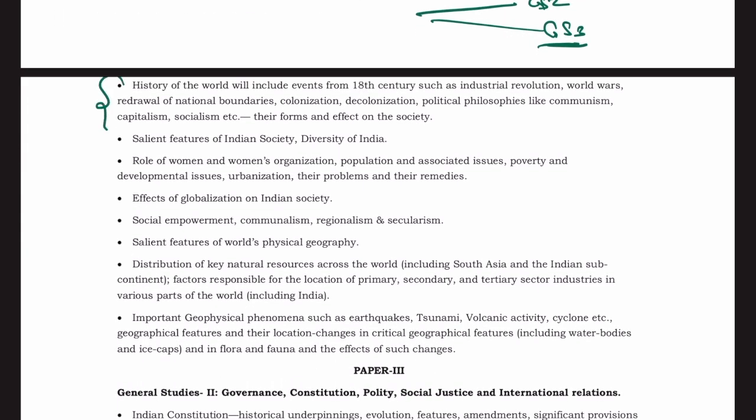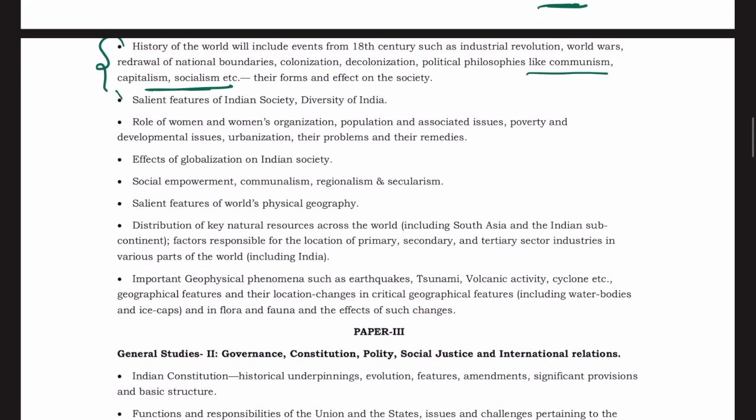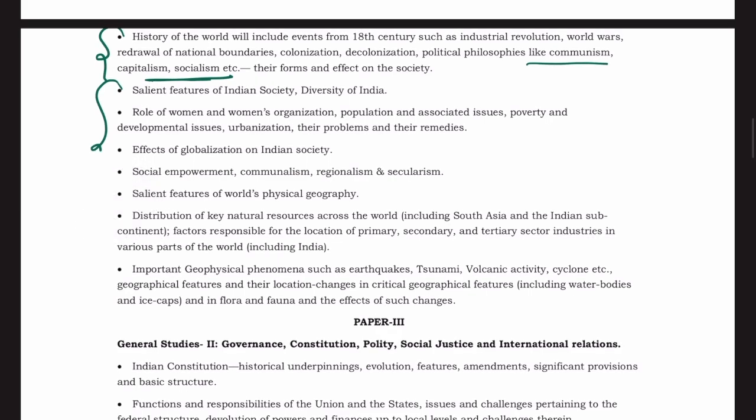Then the history of world is there. This is entirely kind of different, right? And nowadays there are not many questions which are asked on this topic, right? Then this bunch of thing, it is related to society aspect, right? Now again the subject interlinking will come here.